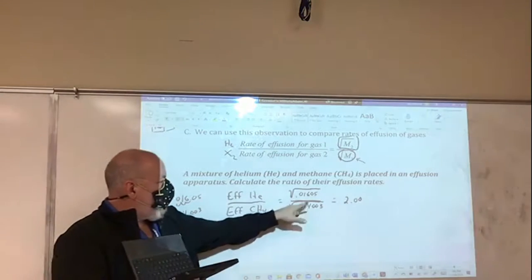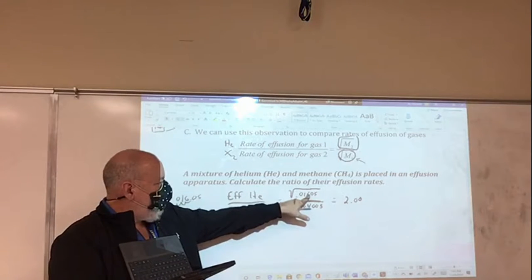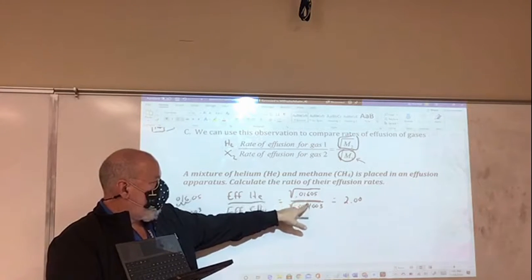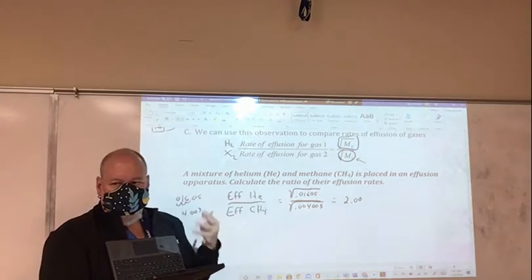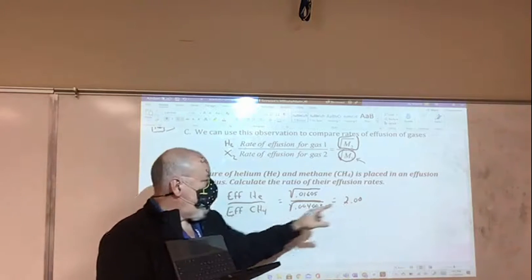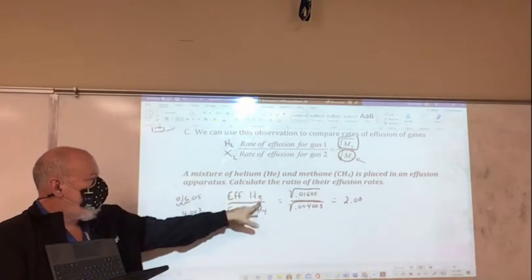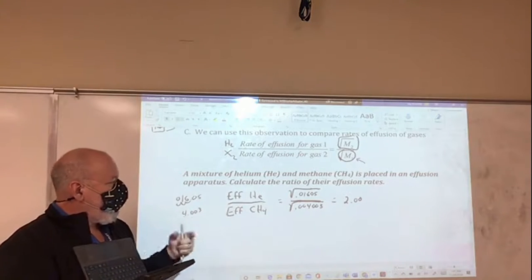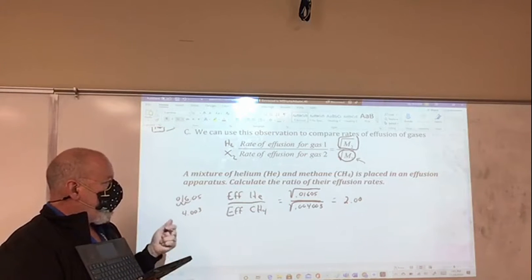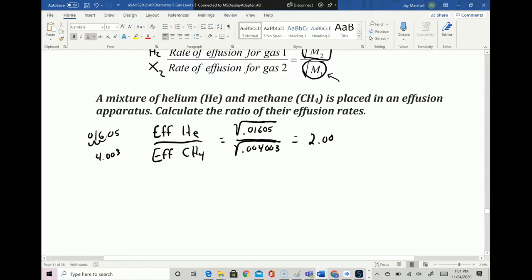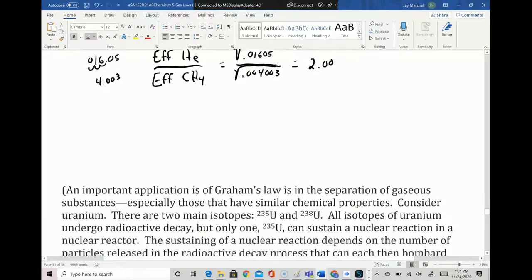Okay? So what is the ratio of the molar mass of this to this? Just the plain molar mass, not the square roots. 16 compared to 4 is 4 times, right? So what's the square root of that? 2. Okay? So since helium has 1/4 of the molar mass of methane, it will effuse at twice the rate of methane. Since it has 1/4 of the mass, it will effuse at twice the rate. It'll move twice as fast.